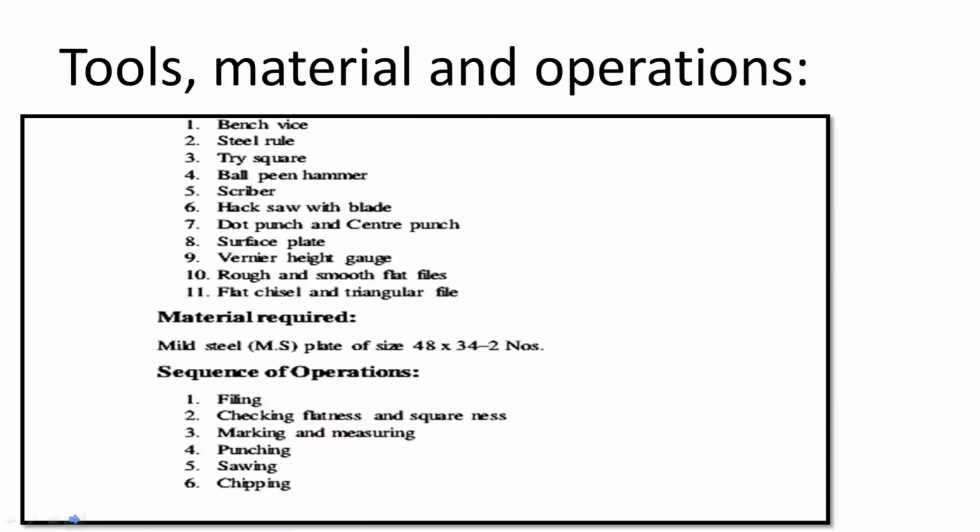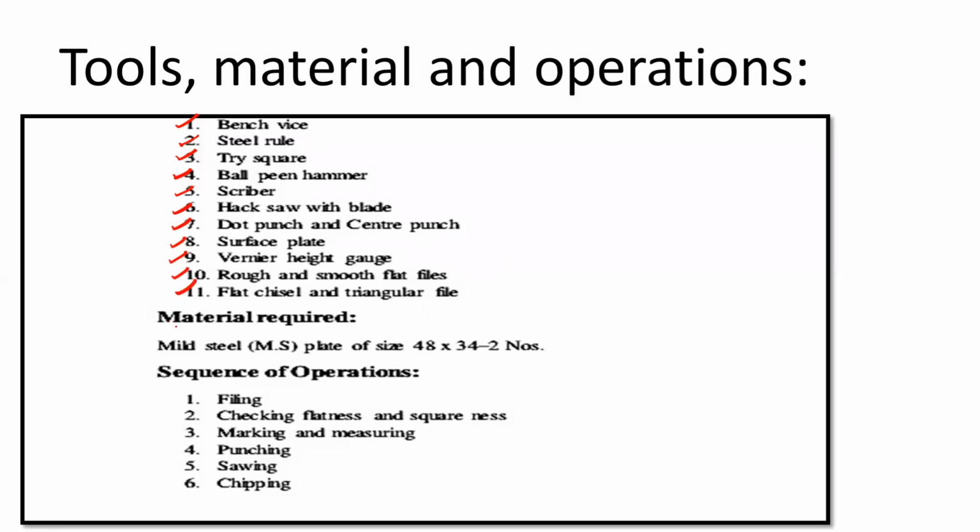So let us see the different tools required for the fitting workshop. So here I have given the list. First is bench vise, then steel rule, tri square, then ball peen hammer, scriber, hacksaw, then dot punch, surface plate, vernier height gauge, then files and chisel.